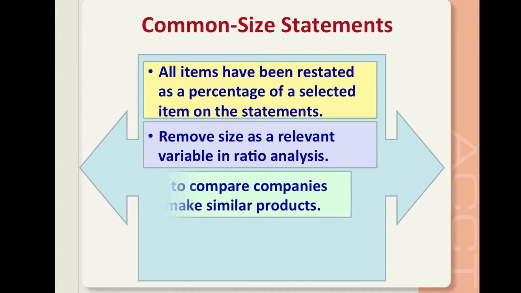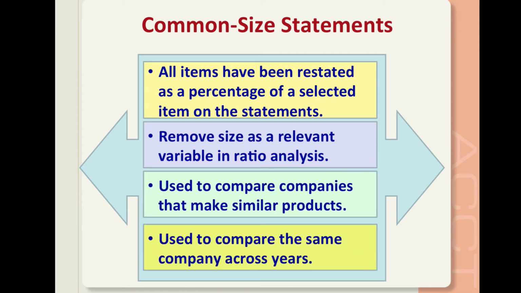Common sizing is taking all items and we restate them as a percentage of a selected item on the statements, which means we're going to remove size as a relevant variable in ratio analysis. We use common sizing statements or vertical analysis to compare companies that make similar products. We also can compare our same company across years. And I'm going to go ahead and remind you what this means on how we're restating.